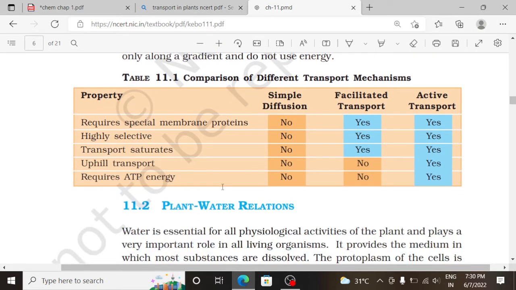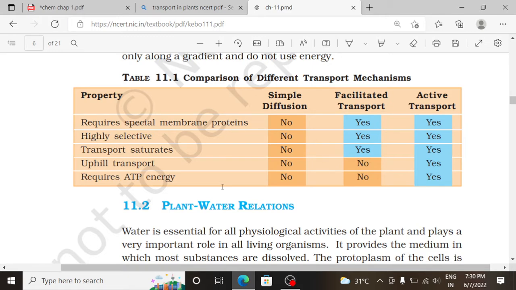Comparison of different transport mechanisms. Properties: requires special membrane proteins. Simple diffusion, no. Facilitated transport, yes, it requires. Active transport, yes, of course. Highly selective: simple diffusion, no. Facilitated transport, yes. Active transport, yes. Transport saturates: simple diffusion, no. Facilitated transport, yes. Active transport, yes.